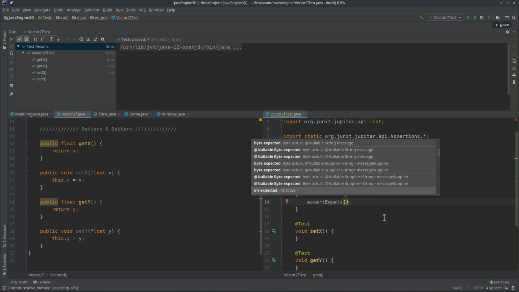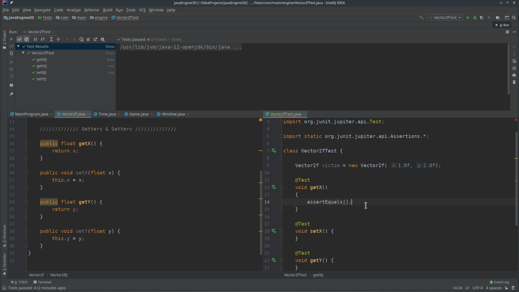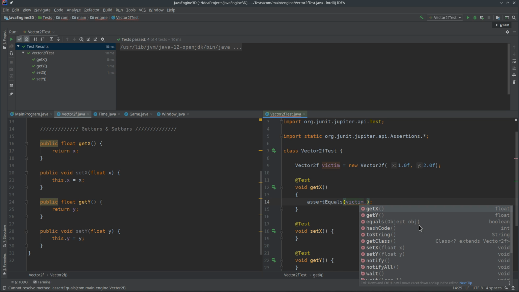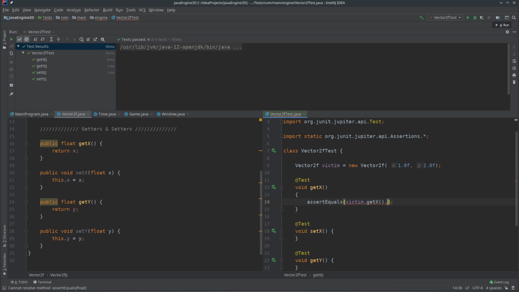Can I see the screen, please? I don't want to see that. Thank you. We're on getX, aren't we? So victim.getX is equal to 1.0. Actually, I'm going to put 0.0f. Okay. Now, run test.